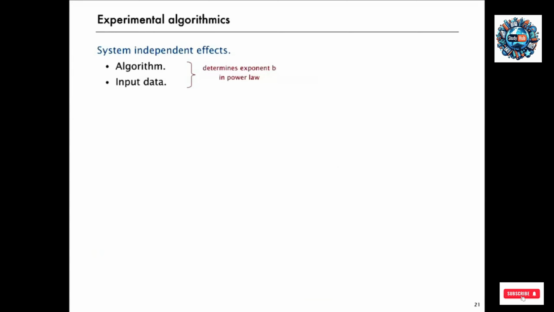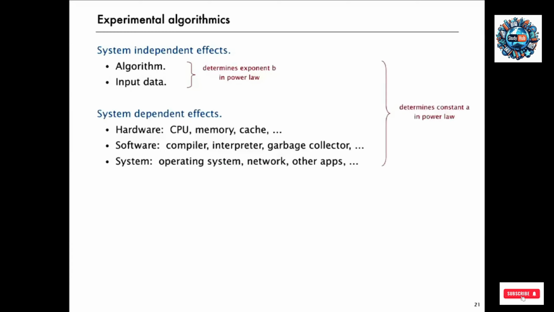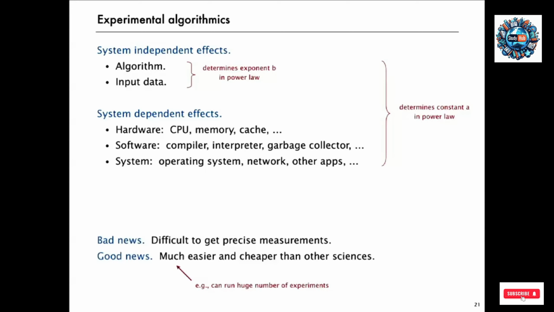Okay, so there are a lot of effects in trying to understand the running time of a program on your machine. Key effects that are independent of what computer it is are the algorithm you're using and what the data is. And that's going to really determine the exponent in the power law. And then there are a lot of system-dependent effects. What kind of hardware do you have? Do you have a fast computer or a slow one? What kind of software? What's going on in your computer? All of those things really determine the constant a in the power law.